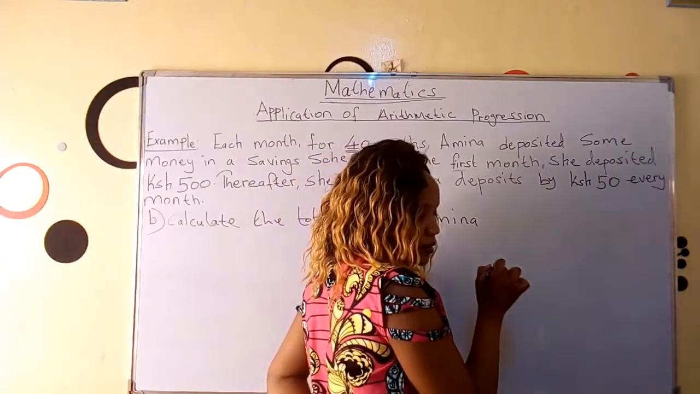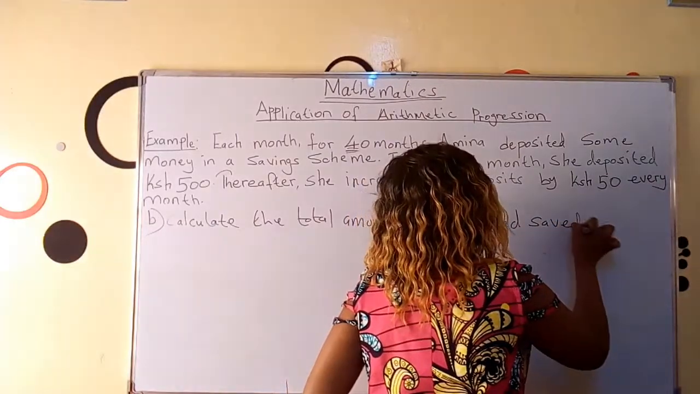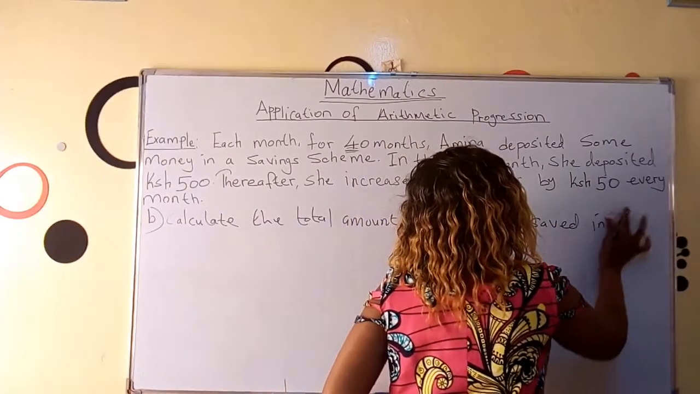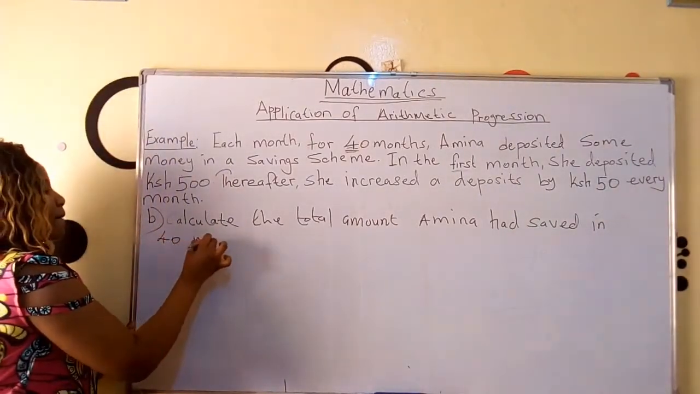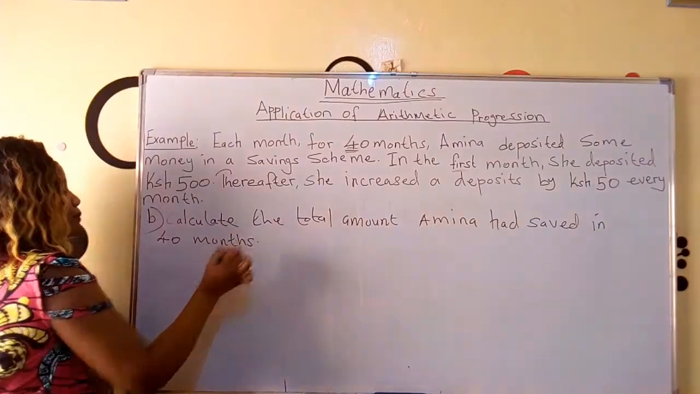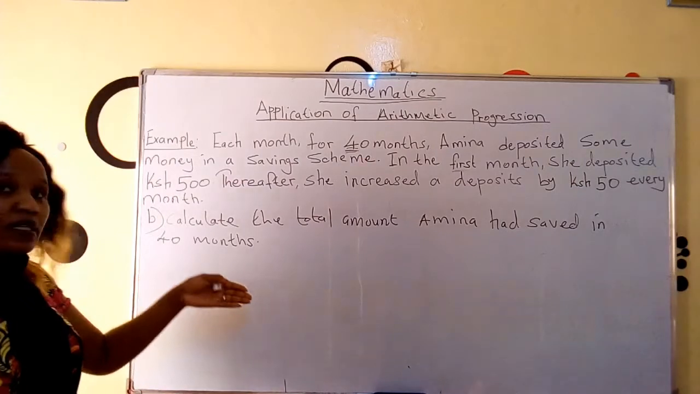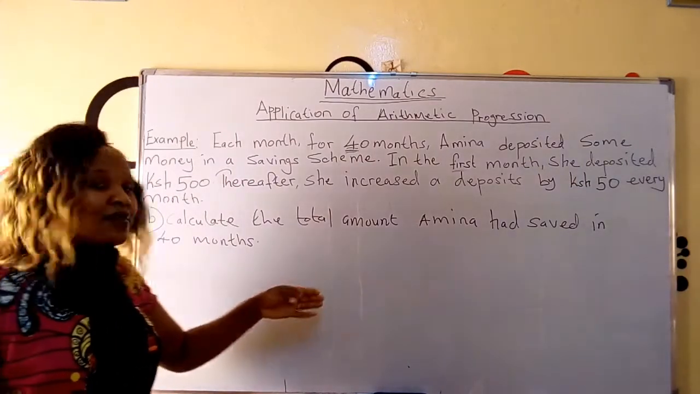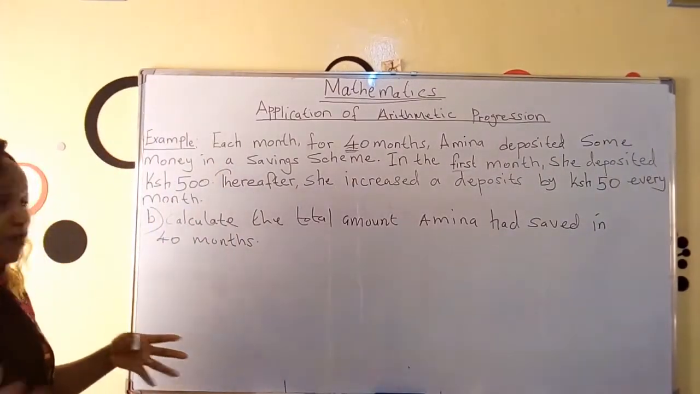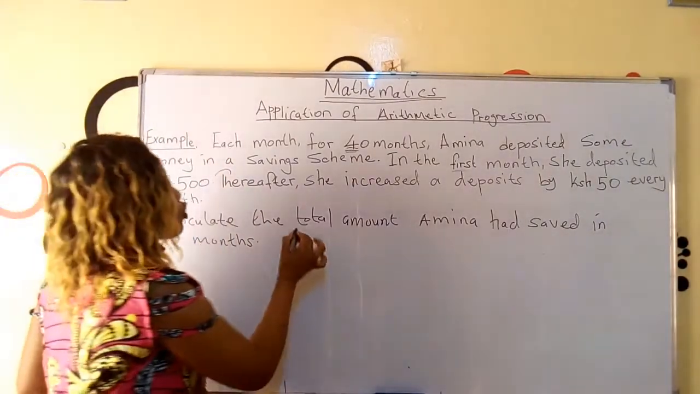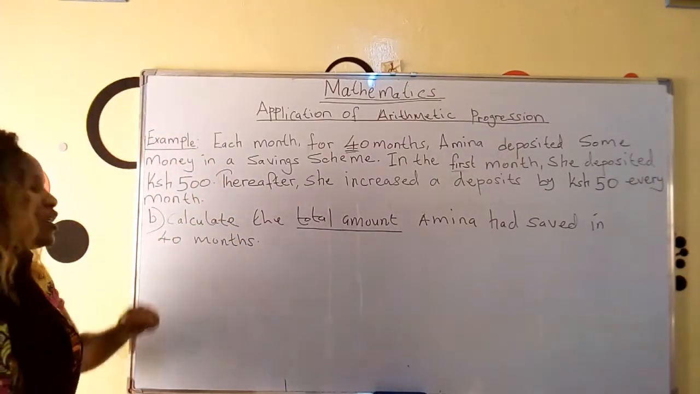Amina had saved in 40 months. So we are told, remember the first question was to calculate the last amount deposited by Amina. But this one is somehow different from the first one, where we are told to calculate the total Amina had saved in 40 months.